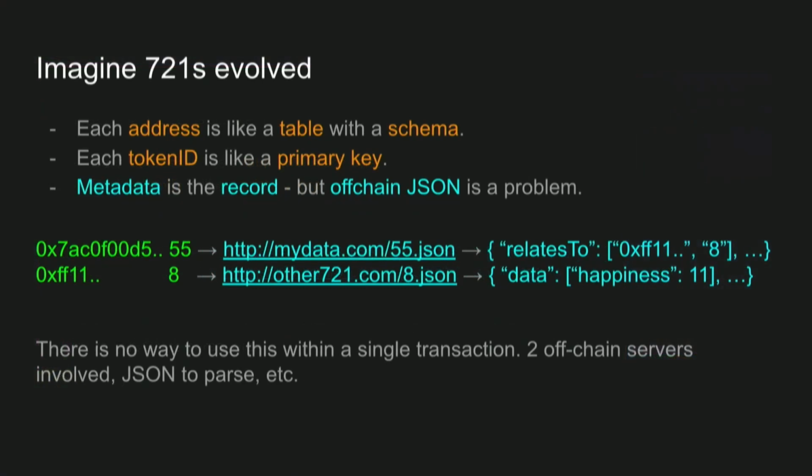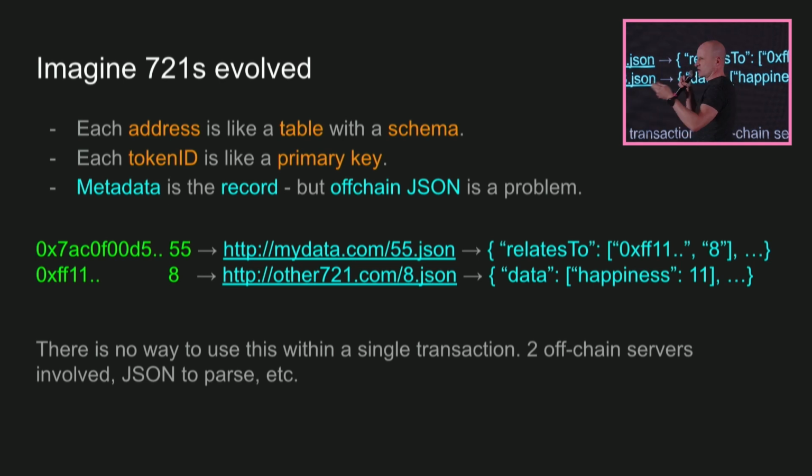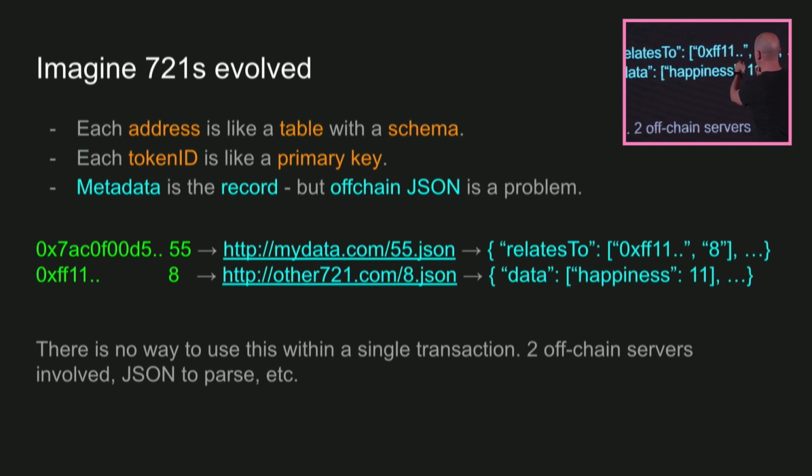So if Taco Foods, again, is a 721, token ID 55 is at this URL, I have to go off-chain, and I have to go look that up, and I can go read this JSON that says that this relates to FF11, token ID 8. Then I have to go back on-chain. I have to read about FF11, token ID 8. I have to go look that up. I have to go off-chain again to get the data. This isn't that helpful, right?